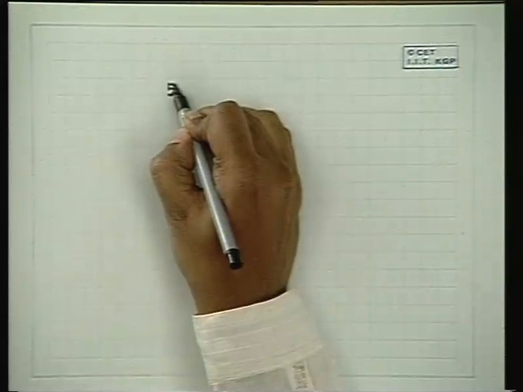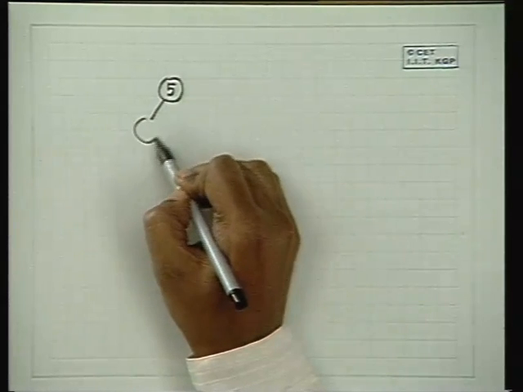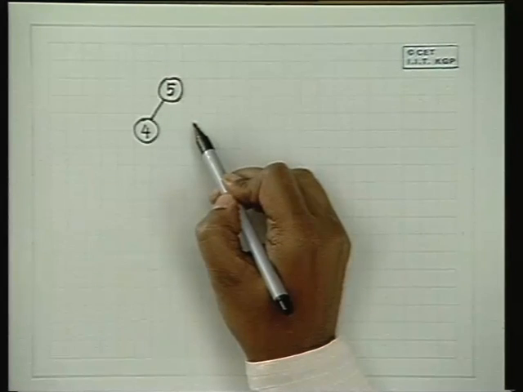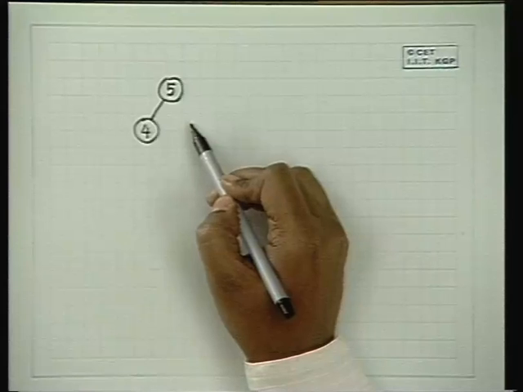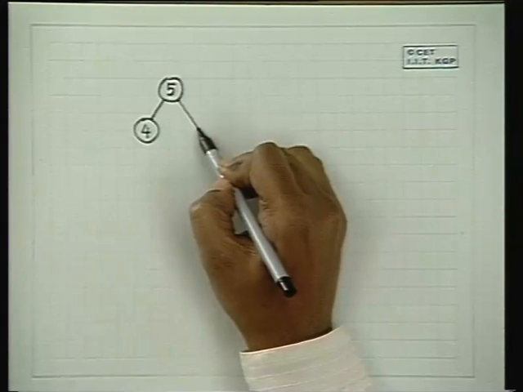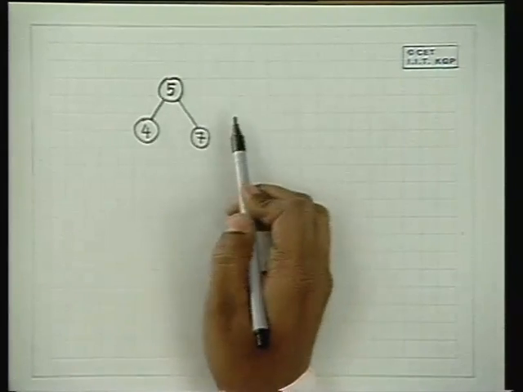Suppose 5 is inserted, and then after that suppose 4 is inserted. So 4 will be inserted by the normal insertion algorithm like this. Then next say 7 is inserted, then 7 would be inserted here, and every time an insertion takes place, two things are computed: the height of the left tree and the height of the right tree.